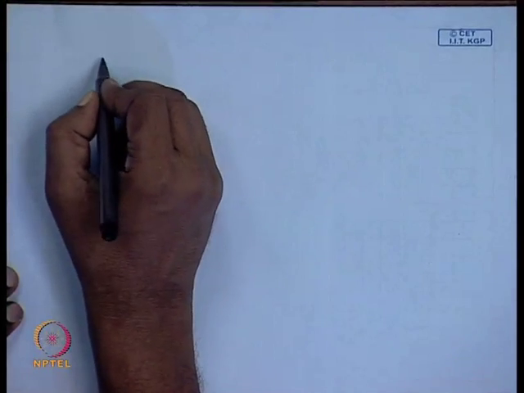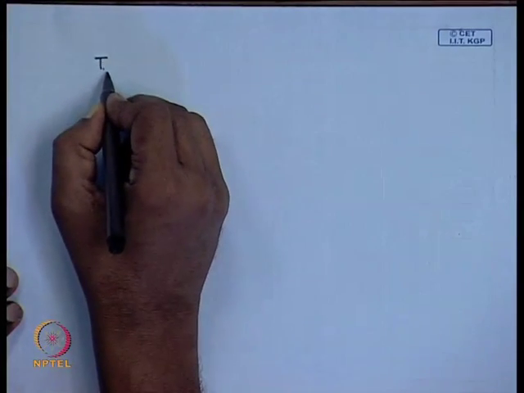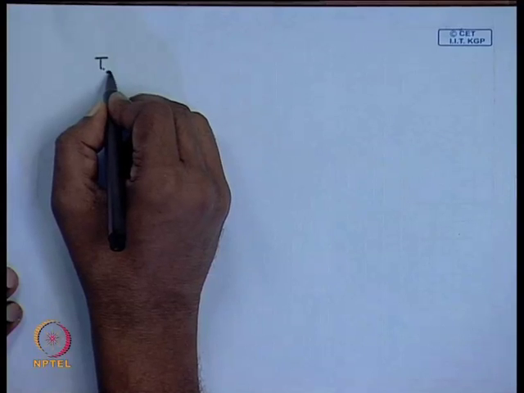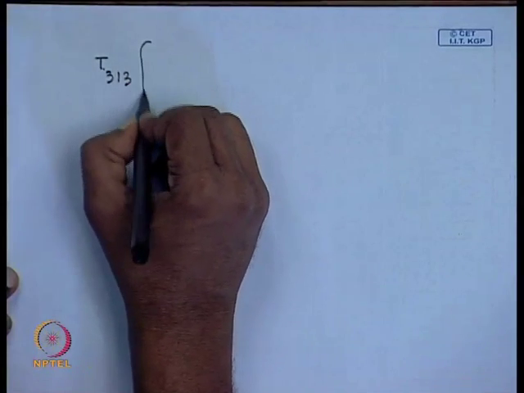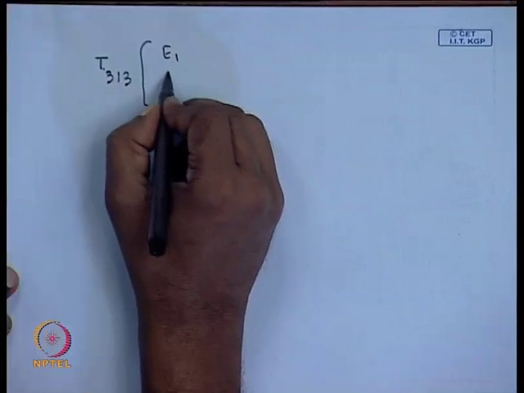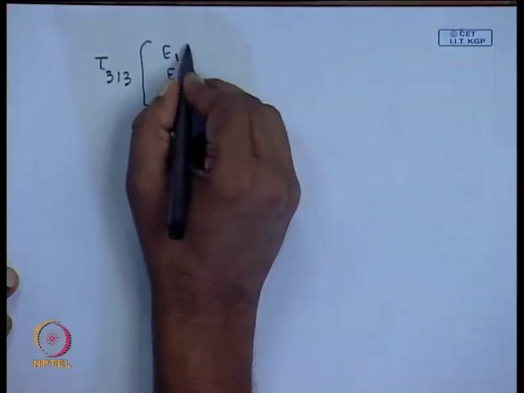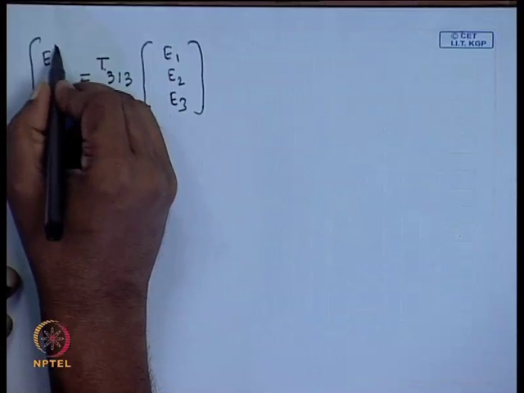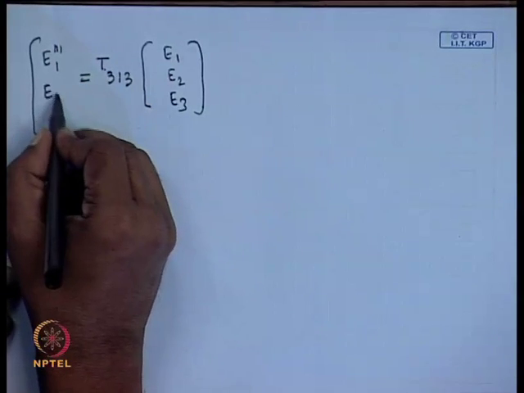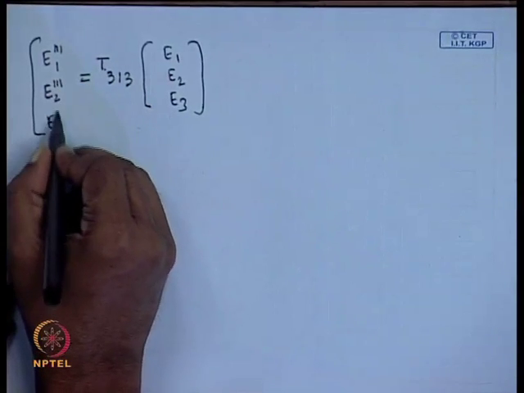So, the transformation matrix T, the sequence of rotations we have given, was 3 1 3. Okay. And this is being operated upon E 1, E 2, E 3, these vector components, and then you are converting into E 1 triple prime, E 2 triple prime and E 3 triple prime.